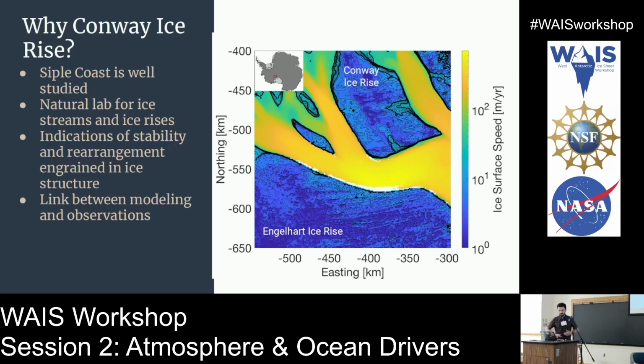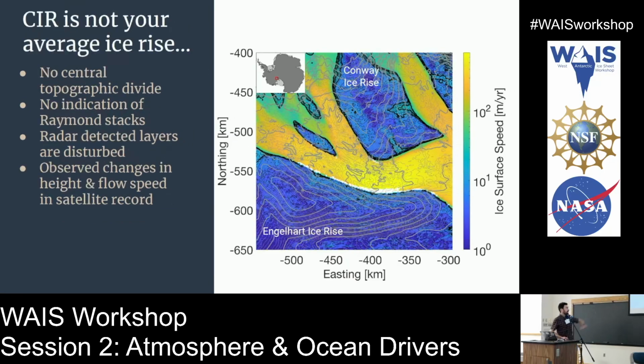And so we think this is a great place for us to bring together modeling and observations to try and probe the history of Conway Ice Rise, which we'll see might be a little more complicated than other ice rises. So now taking that map, which is ice surface velocity, we put on top gray contours. These are contours of topography. And we can see how Conway looks quite different from its friend Engelhardt on the other side of the ice stream, in that it lacks a central topographic divide. And this is seen as an indicator of less long-term stability of the ice rise, Conway Ice Rise that is.